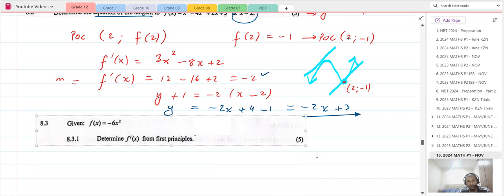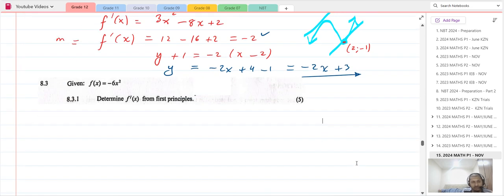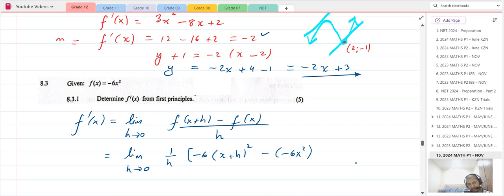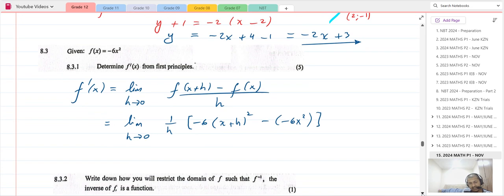We are looking at first principles, right? Simple. Copy the formula from the formula sheet. F prime x is equal to limit as h approaches 0 of f of x plus h minus f of x all over h. Instead of writing all over h, I'll just take out the 1 over h and call it f of x plus h. That's minus 6 into x plus h all squared minus minus 6x squared. Right. Now let's simplify and solve.